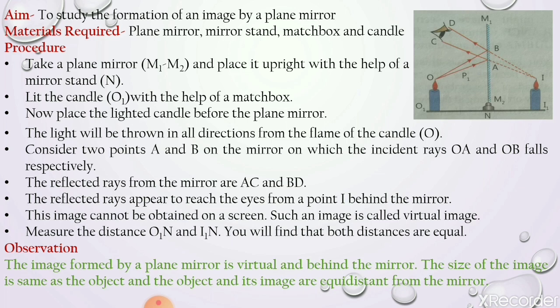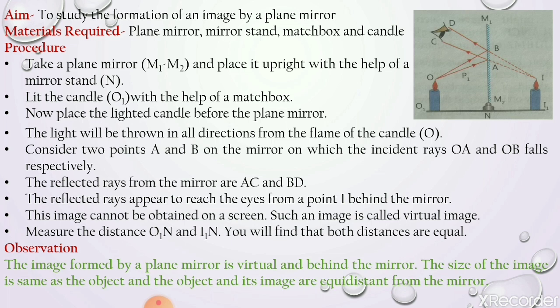So this image cannot be obtained on a screen, and such an image is called a virtual image. Why? Because light rays fall on the mirror, and after striking the surface, after reflection, they go back, but they do not actually meet. They appear to meet at the point I. So the image formed by this will be a virtual image, and it cannot be obtained on a screen.